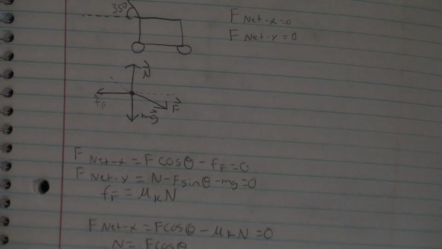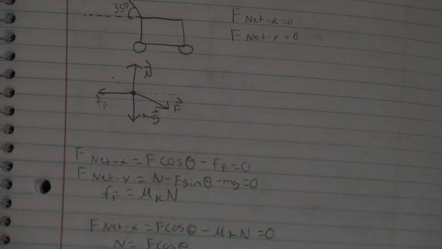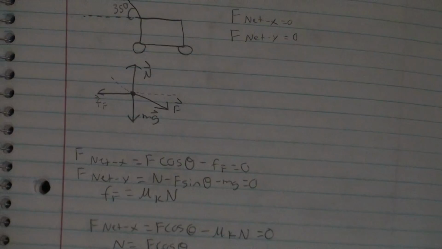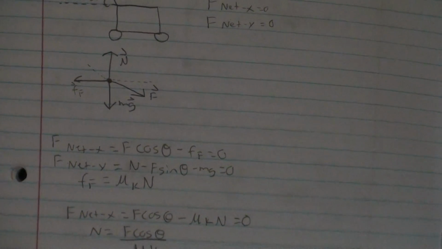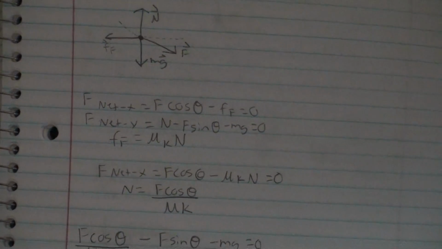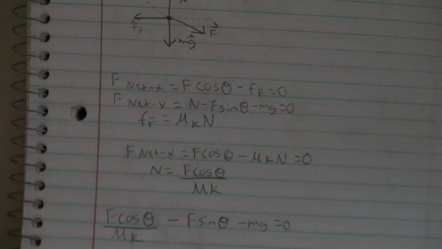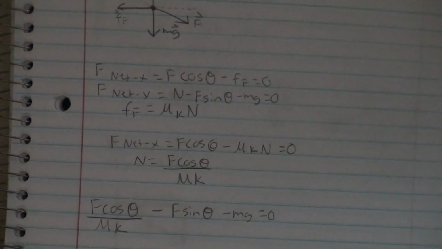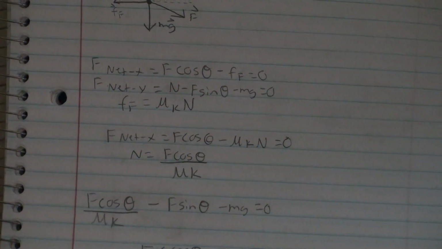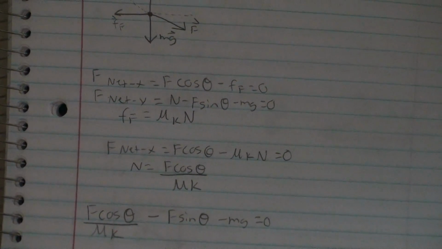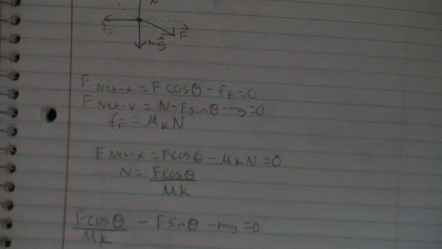So we get F net x is equal to F cosine theta minus the frictional force, and again that will be equal to 0. And then for F net y, we get the normal force minus F sine theta minus mg is equal to 0.